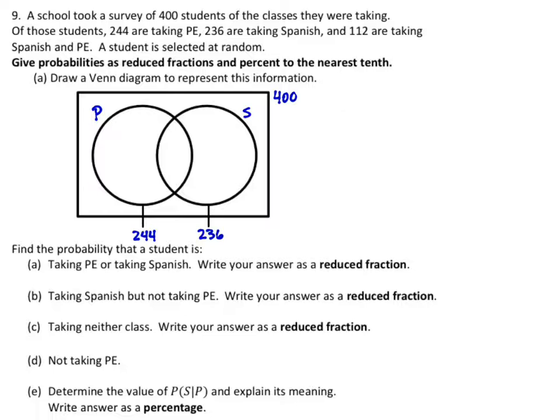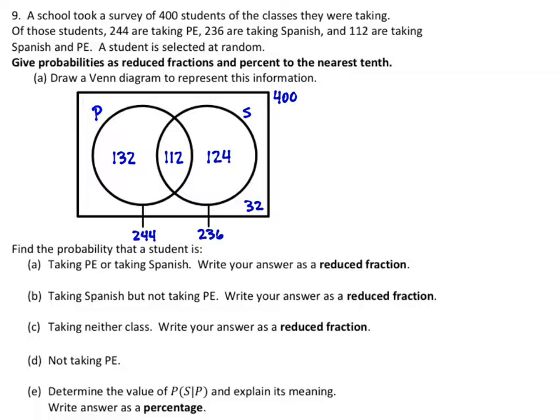All right, and then it says that 112 are taking both Spanish and PE, so it's going to be in the middle. Again, we can figure out these pieces by subtracting 112 from 244, which is 132, and then subtracting the 112 from the 236, which is 124. And then we can figure out what's left over by adding all three of these numbers up and then subtracting them from 400. When you do that, you end up with 32. That means there's 32 students that are not taking PE or Spanish.